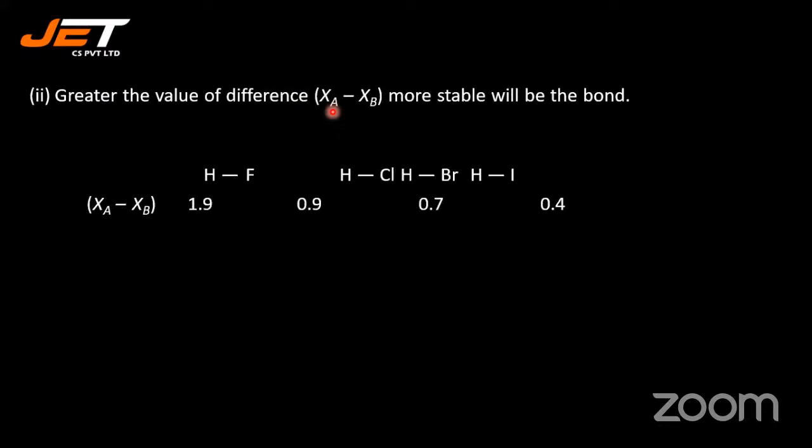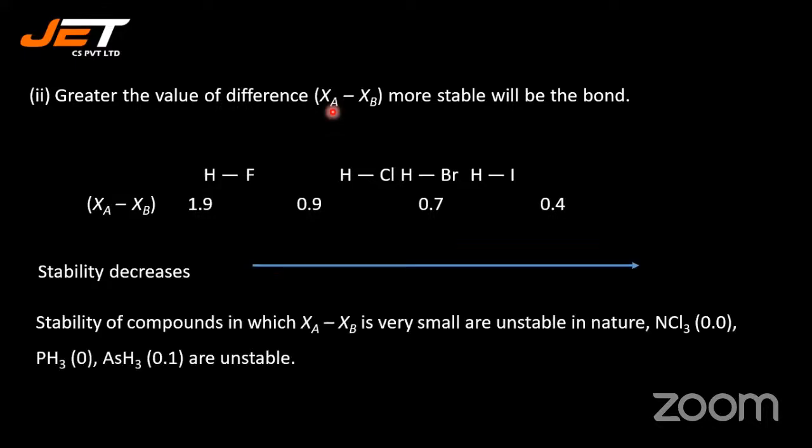Greater the value, greater will be the stability of the bond. Stability decreases as the value decreases. See, as the value is increasing, more stable. As the value is decreasing, less stable. You have to remember these key points because in your NEET, they will be asking you HF, HCl, HBr, HI. Which bond is the strongest?